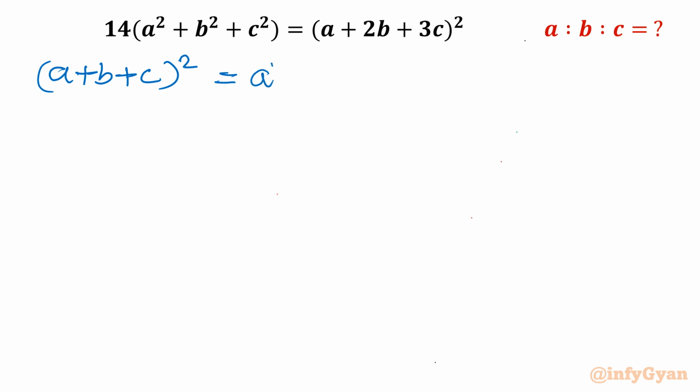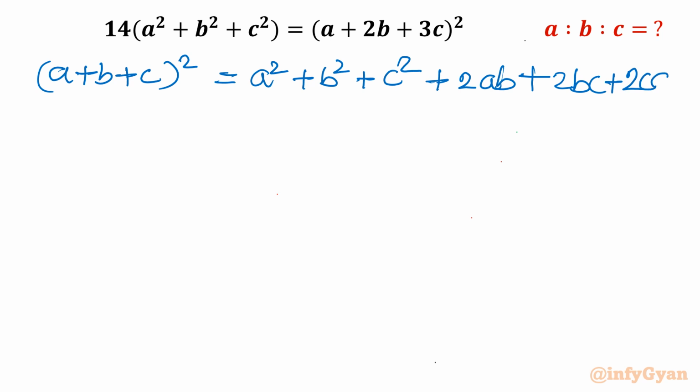It is equal to a square plus b square plus c square, then 2ab plus 2bc plus 2ca. Let's use it. Right hand side, we will write our left hand side also after expansion. So it will become 14a square plus 14b square plus 14c square. This is our left hand side.